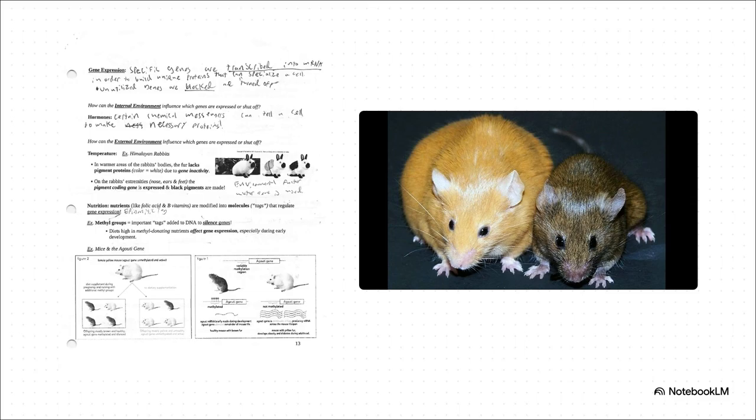Check out the Himalayan rabbit. The gene for dark fur is sensitive to temperature. It only gets switched on in the colder parts of its body. That's why its ears, nose, and feet are black. Or even more wild, look at these agouti mice. The mother's diet and nothing else can silence a gene in her babies, completely changing their fur color and how healthy they are. It's incredible.